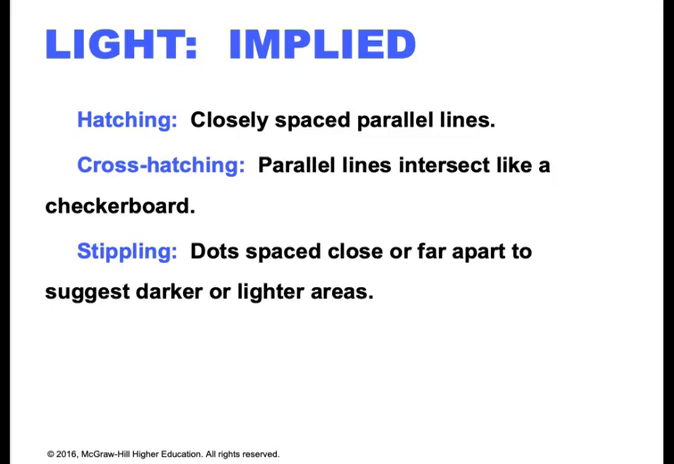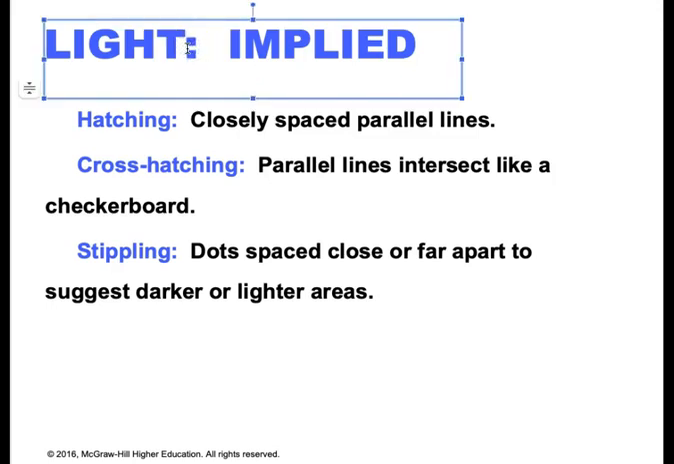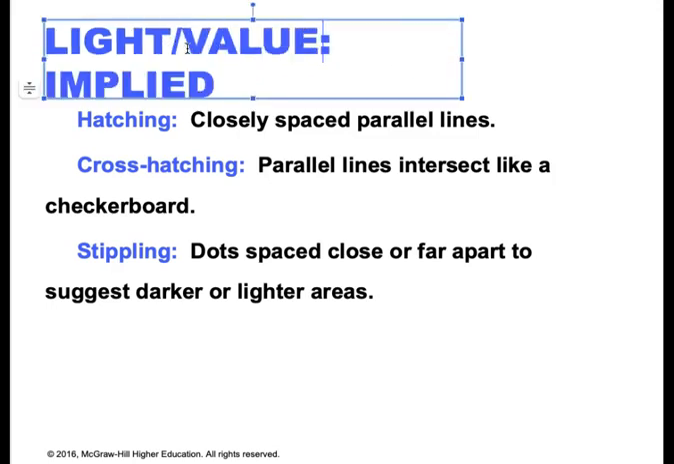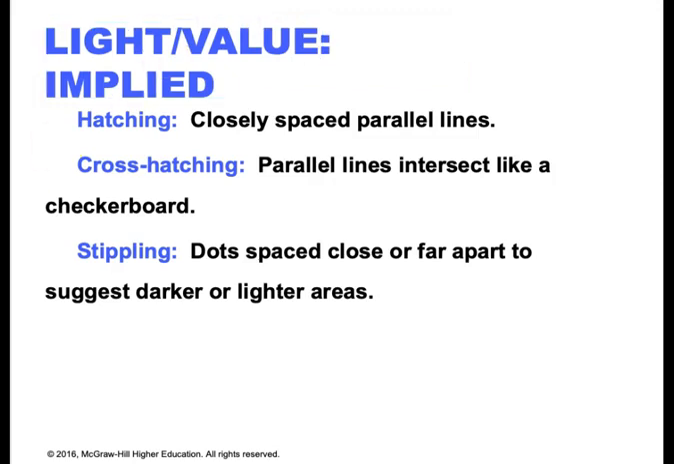All right, another aspect, or the final aspect of light and value, is implied value. So far, like every element they give you, there's always implied, right? Because a lot of times in art, it's not just straightforward, like here it is, it's implied visually. So hatching is one technique that implies shadow and highlight. It's closely spaced together lines. I'm going to show you an example of all these in just a second. Cross hatching is parallel lines that intersect like a checkerboard, and stippling is dots spaced close or far apart to suggest darker or lighter areas.